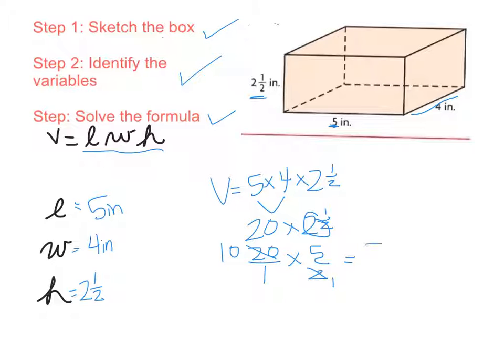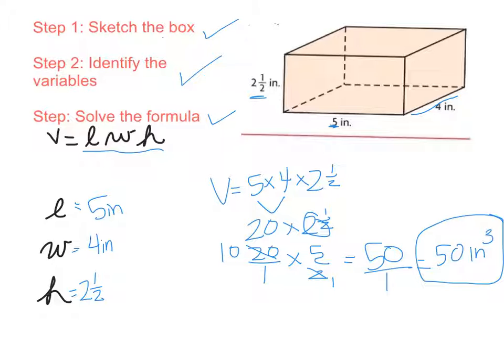1 times 5 is 50. Or sorry, 10 times 5 is 50. 1 times 1 is 1. So it looks like you could fit 50 inches cubed into the box. And that would be your answer.